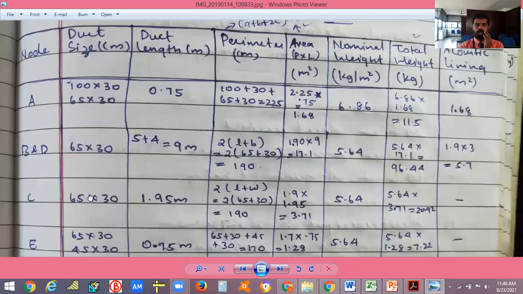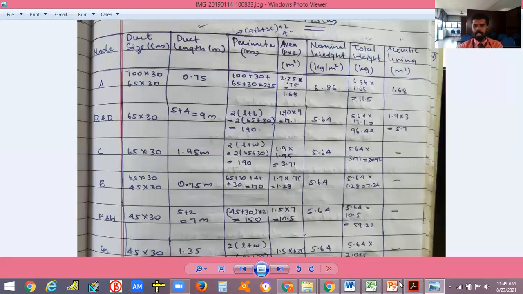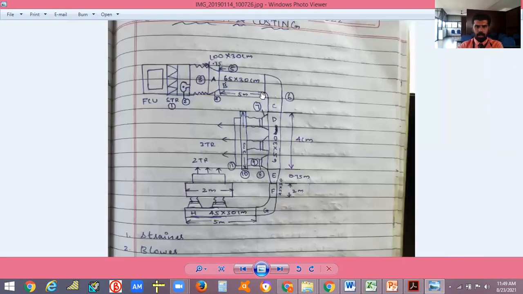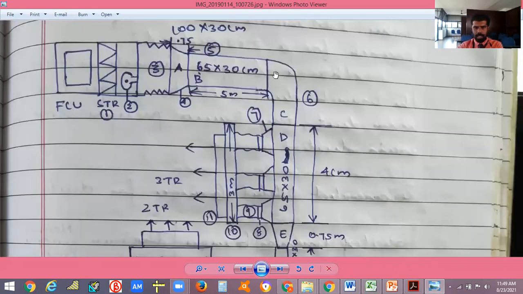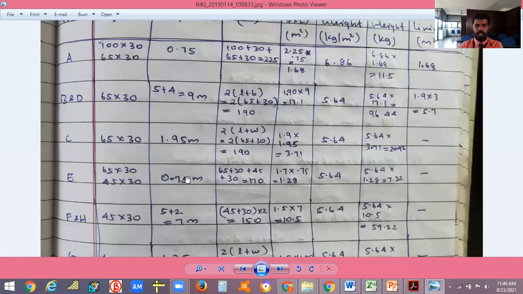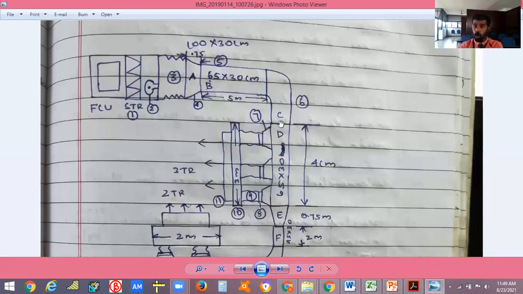Okay. Now C. What is C? C is elbow. So we have to take care of that. In the case of elbow, what is the size of the elbow? It is 65 into 30, right? This is 65 into 30. This is also 65 into 30. The elbow size is 65 into 30. That you know. Do you know the length of this elbow? No, we don't know. We have to find the length of the elbow.